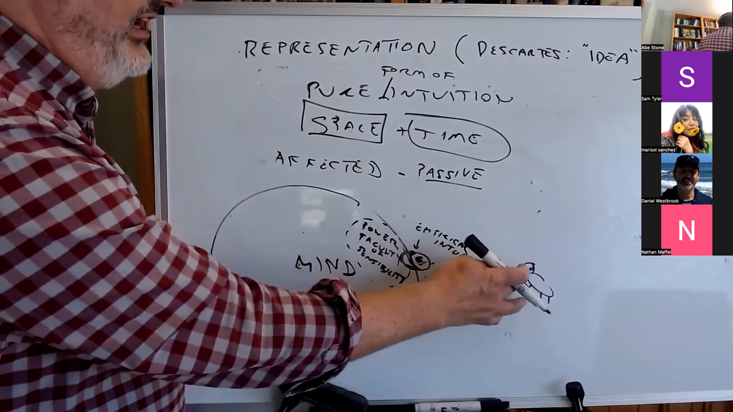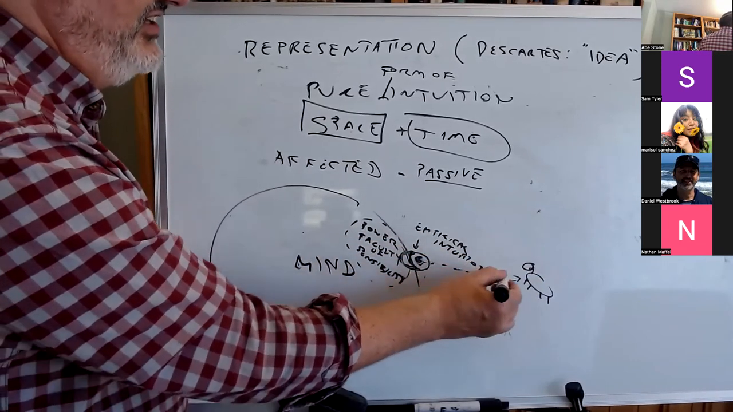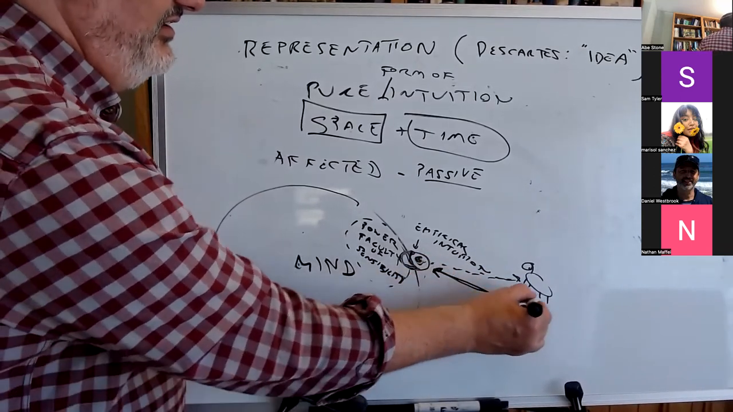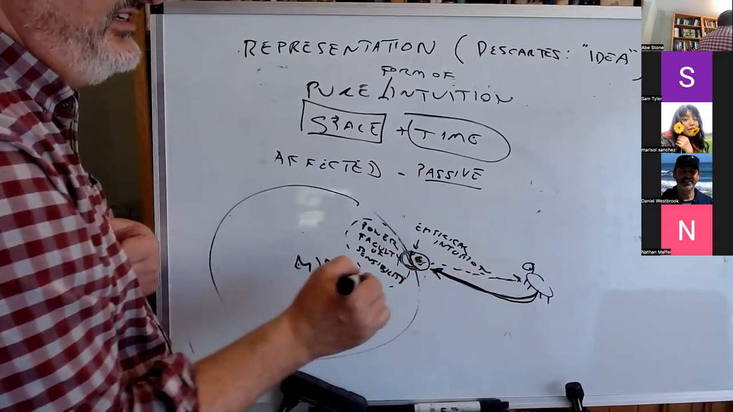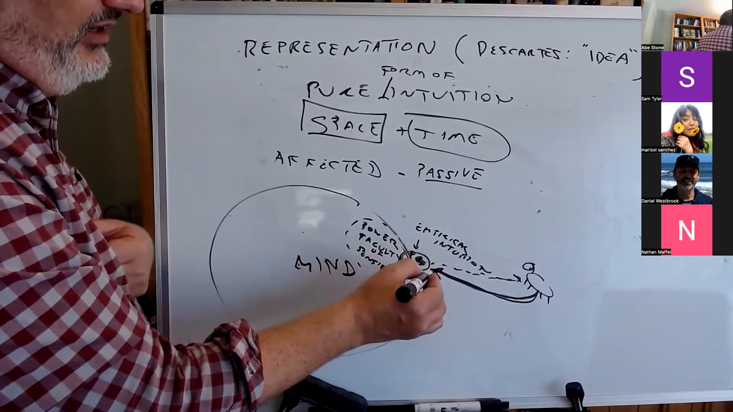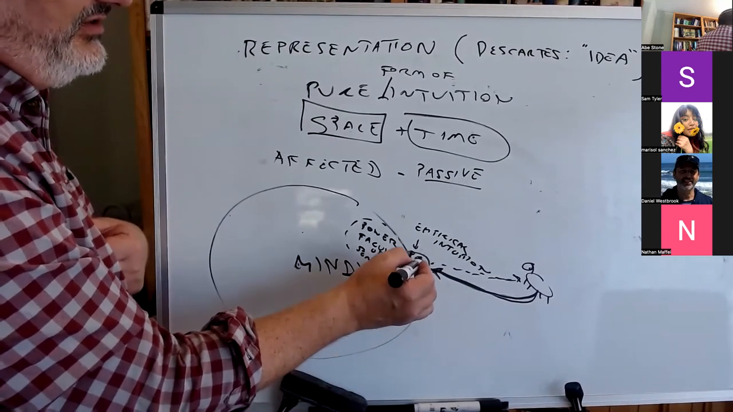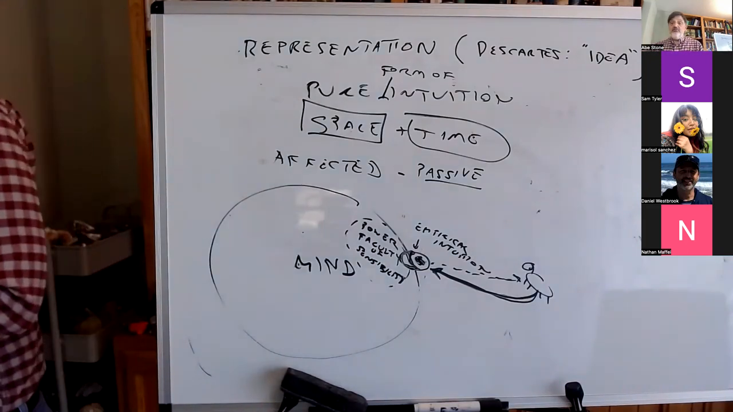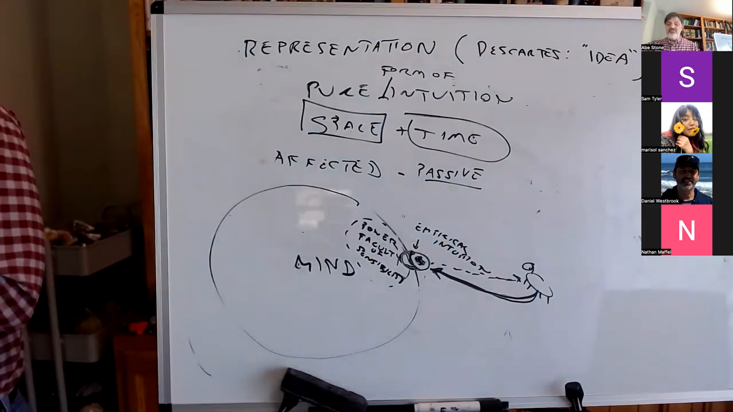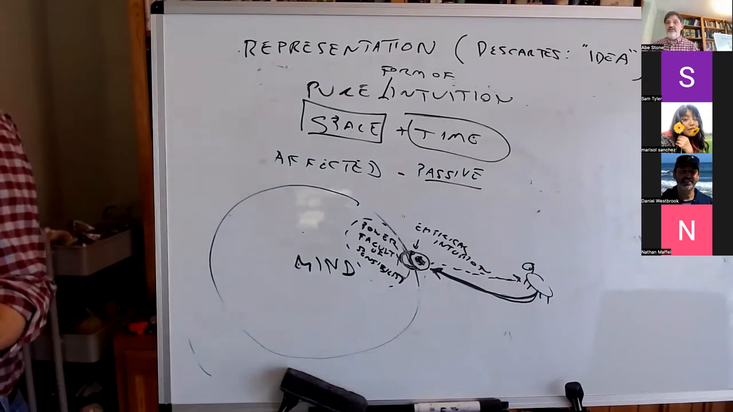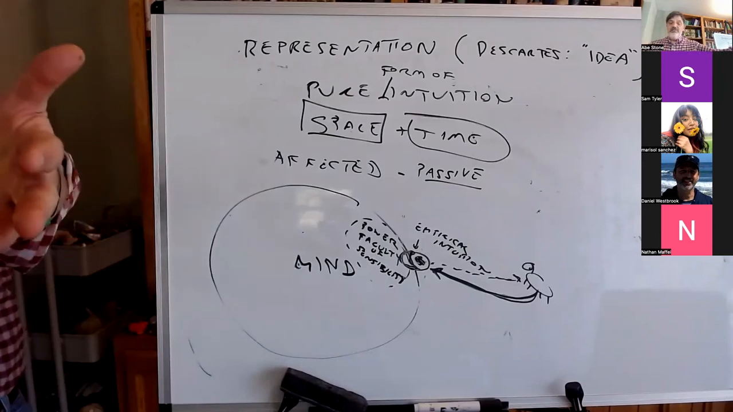But then what the object contributes, so this direction here is reference, right? But this direction here is causation. The object is affecting us. So what the object contributes is what happens in that order. Like what sensations do I get at each particular time from each particular direction, etc. That doesn't depend on the nature of my faculty. That depends on what objects are affecting me.